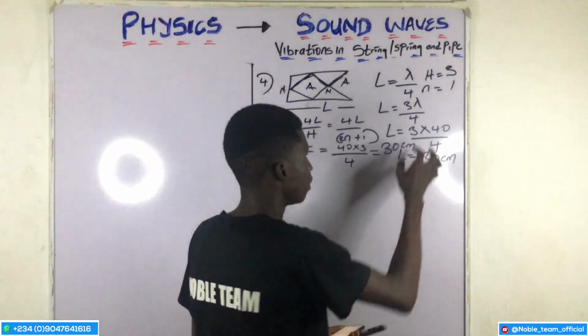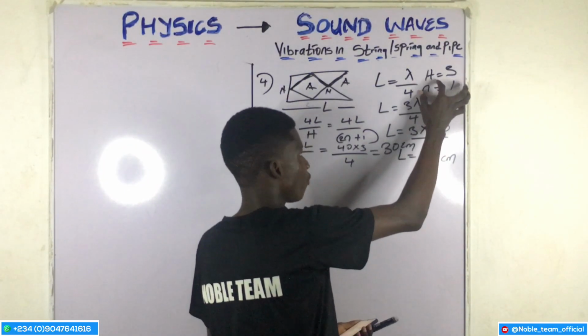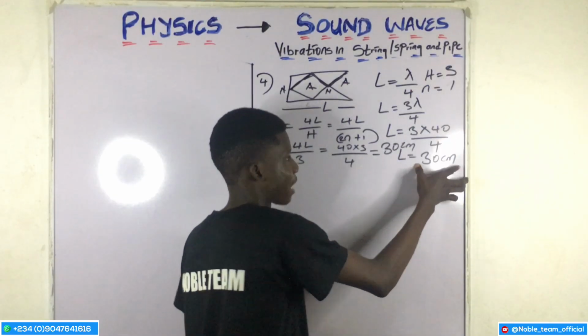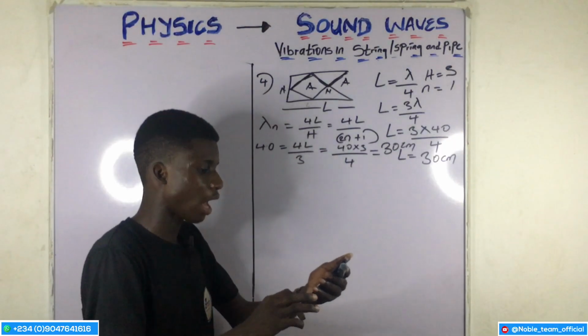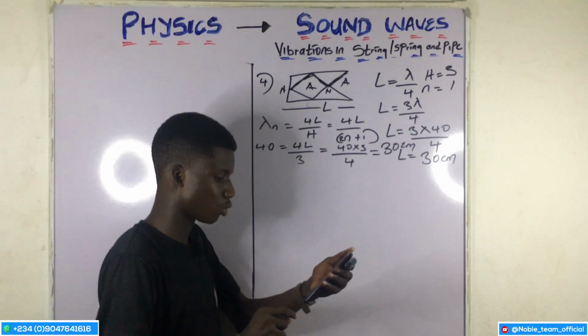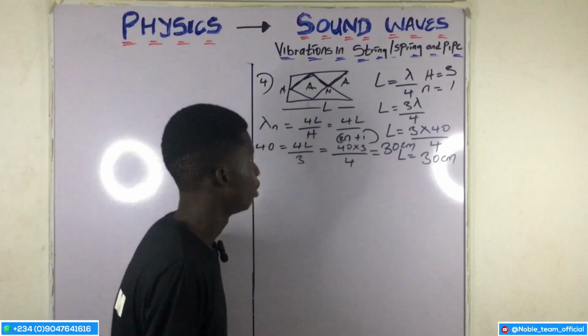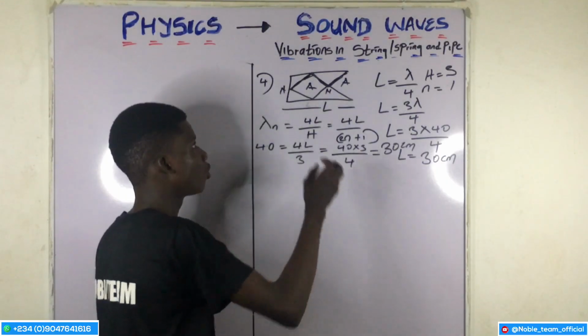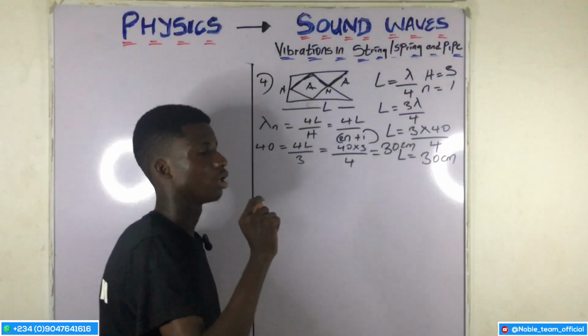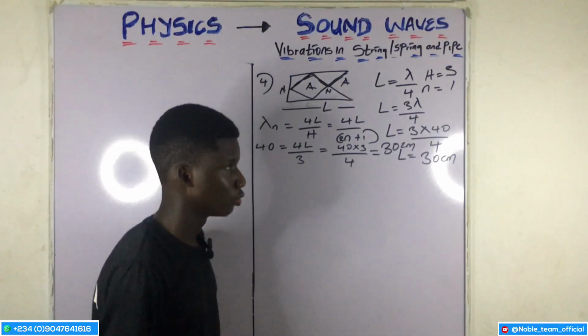So I made a mistake. This is number of overtone, which is 1, and my harmonics is 3. So the final answer is 30 cm. And the correct answer to this question is Option D, 30 cm.